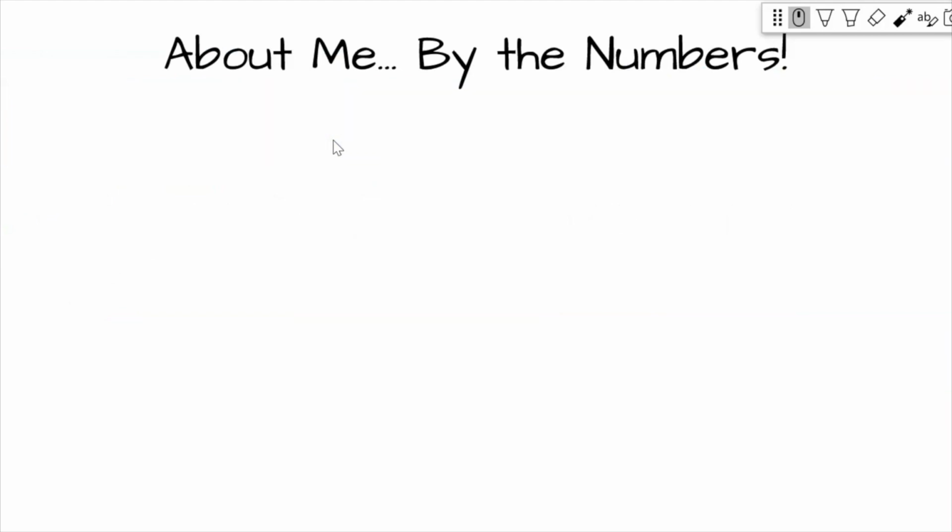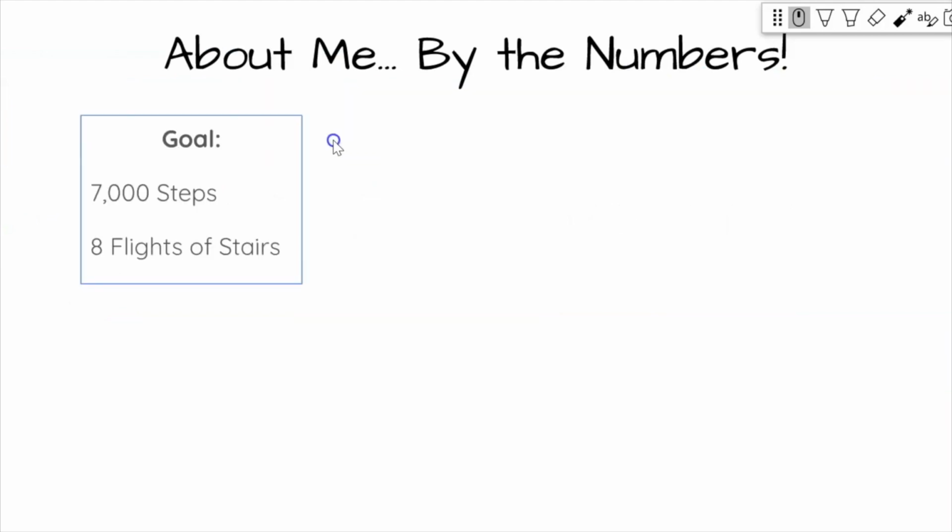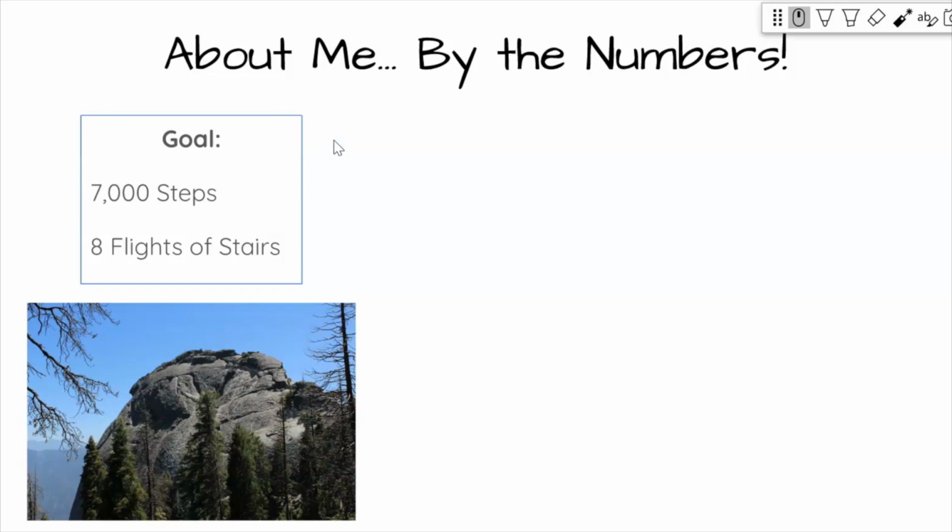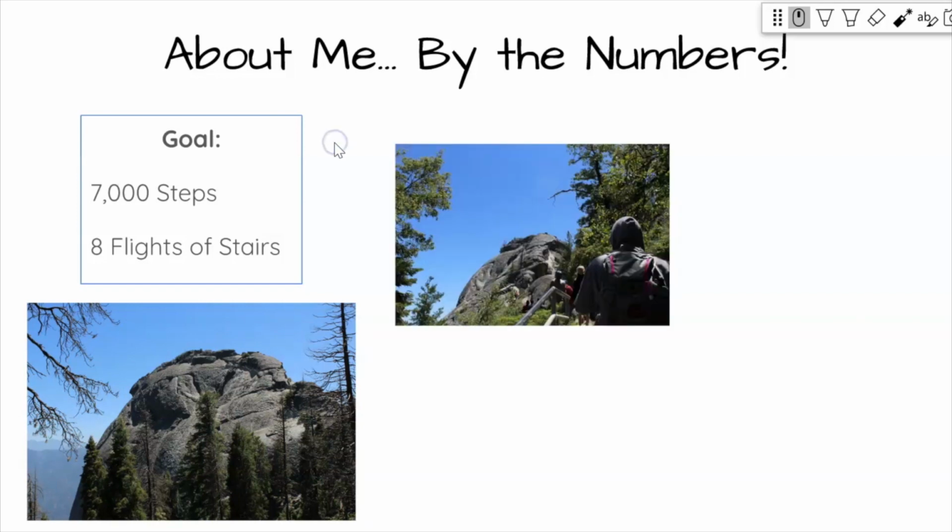Before we start doing math, let me tell you a little bit about me. Every day, my fitness goal is to walk 7,000 steps and 8 flights of stairs. This past summer, my family and I traveled to California to visit some national parks. One of the hikes that we did was to the top of Mora Rock in Sequoia National Park.